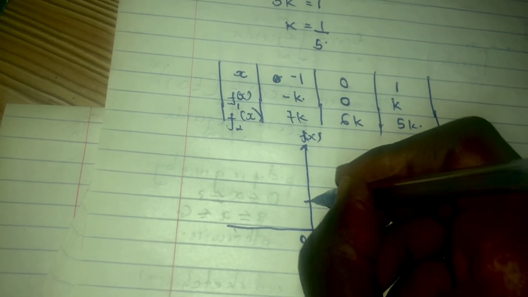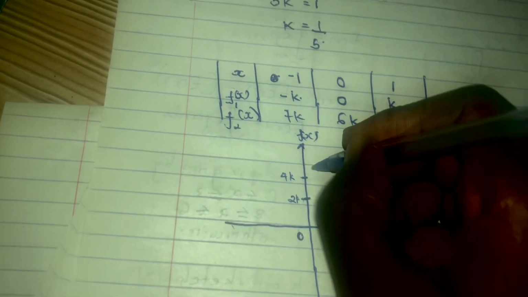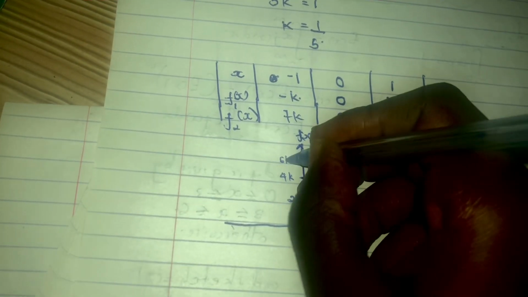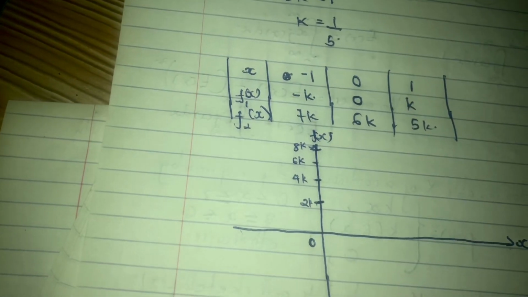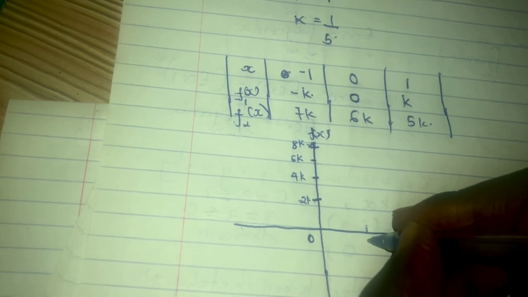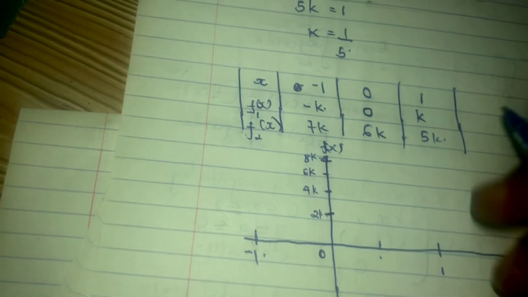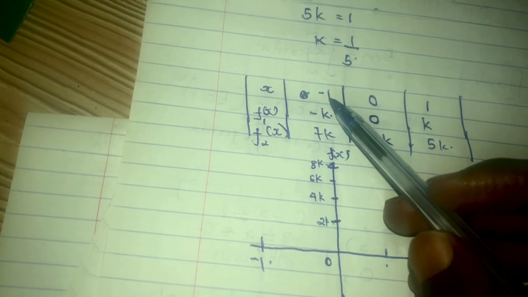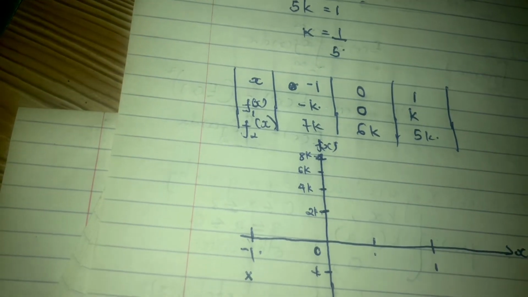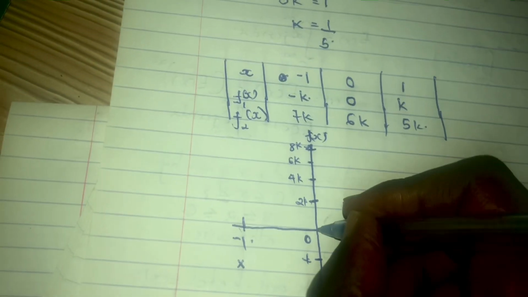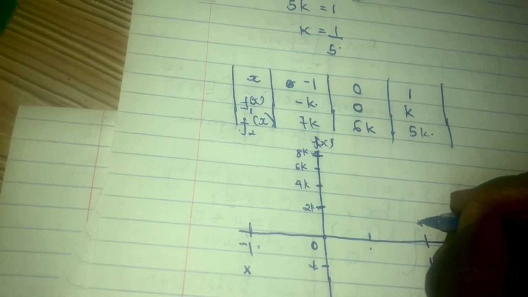This one we are going to make as 2k, 4k, 6k, and up here is 8k. Are you together? And here we have, this is 1. You can put it this side, 1 and -1. So you start with the first one. When it's -1, f of x is -k. So it will be here. Are we together? 0, 0, it is here. And then when it is 1, it is k. Assuming k is around here.